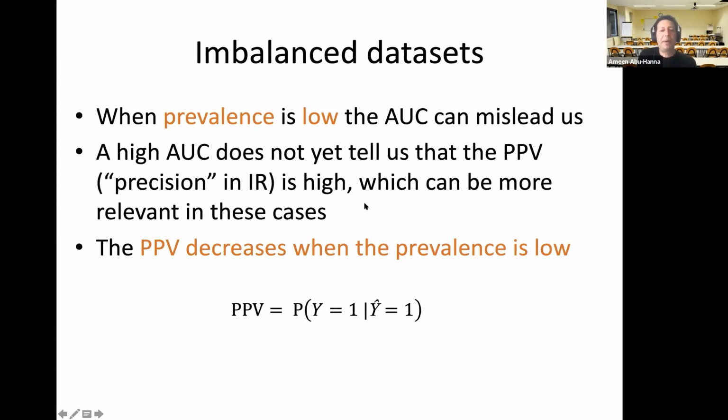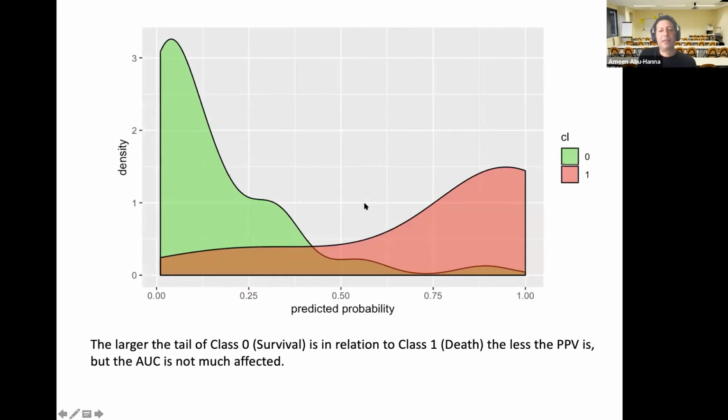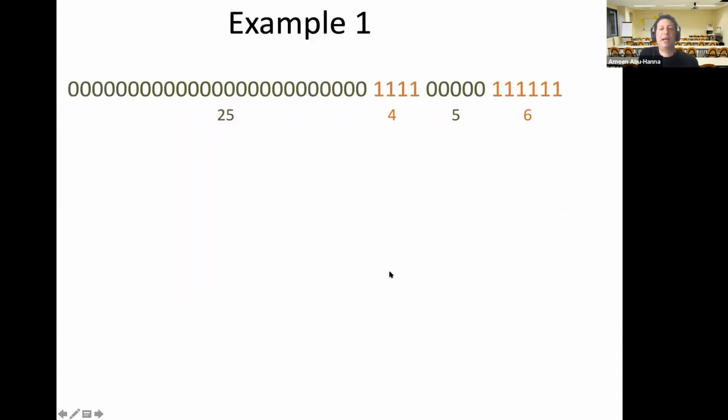Let me show you an example. So let's go back. The problem will be pronounced when, in the tail of the green part, we are going to have more and more green points. So we have a fat tail here. Let me just illustrate it with the example that we've seen already. Remember this example, we put 25 who lived, 4 who died, and 5 higher. So the probability is still going up from left to right.